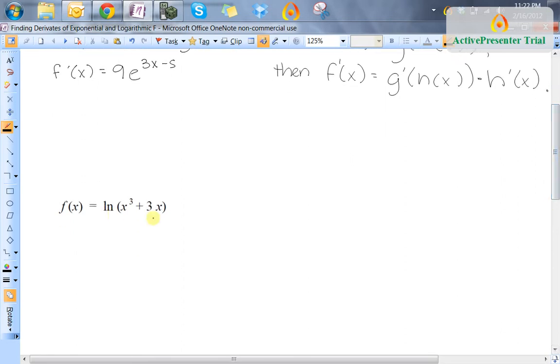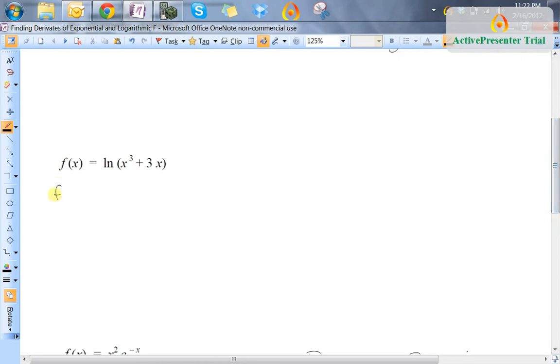So let's try the next one. This one is also a composite function. It has a polynomial within a natural log. So to find this, we need to first take the derivative of the natural log. Well, the derivative of the natural log is just 1 over whatever's inside the natural log. So 1 over x cubed plus 3x. And then I want to multiply that by the derivative of the stuff inside the natural log, so it'll be 3x squared plus 3. So let's simplify this to (3x squared plus 3) over (x cubed plus 3x).